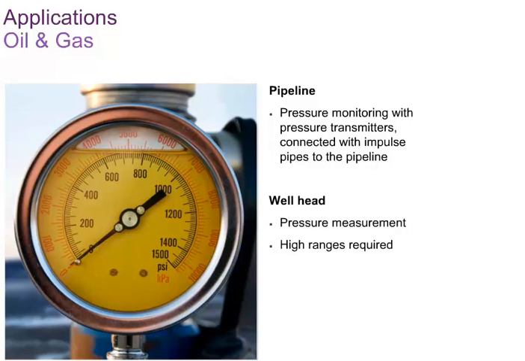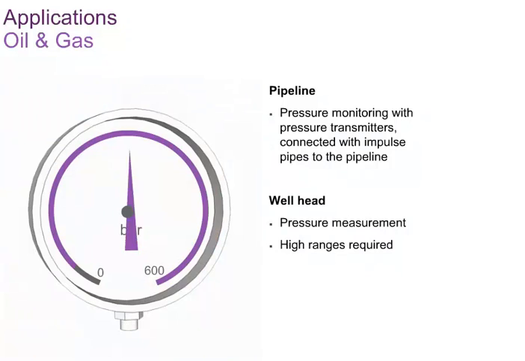Measurements at wellheads need high pressure ranges. ABB pressure transmitters can provide upper range limits up to 600 bar.